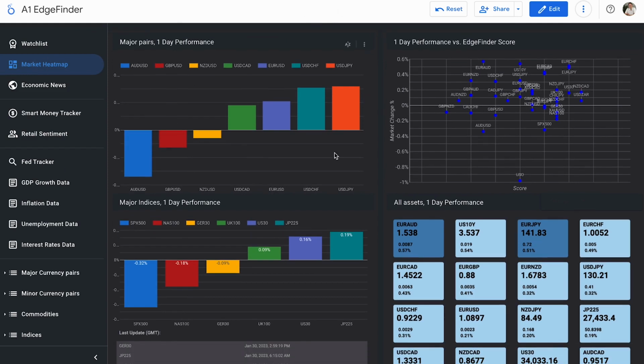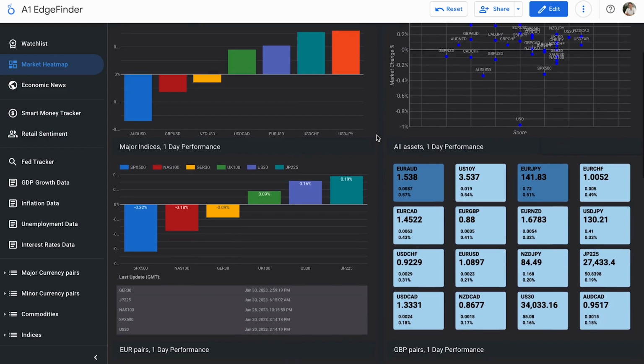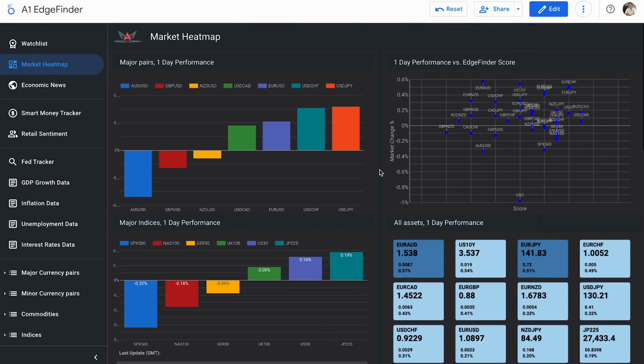The market heat map is the part of the Edge Finder that shows all of our assets as well as their percentage move either up or down, depending on how they've moved throughout the market today so far, and it gets updated every 15 minutes. So every 15 minutes, if something moves in the markets, it'll move here in the market heat map as well.